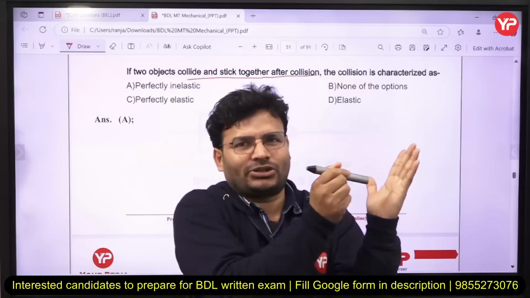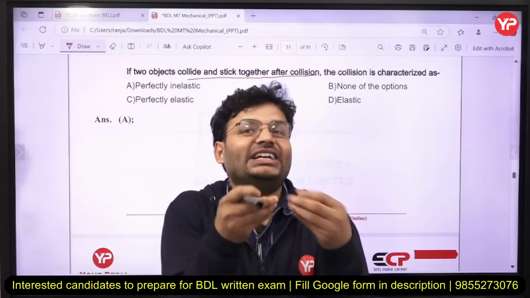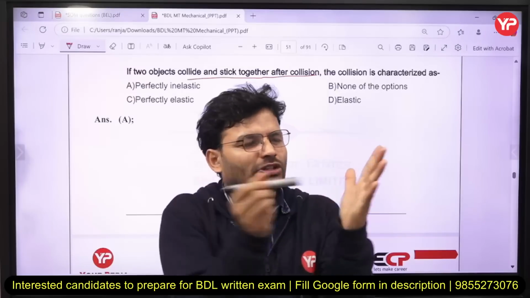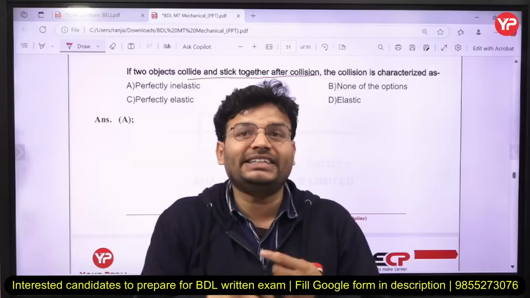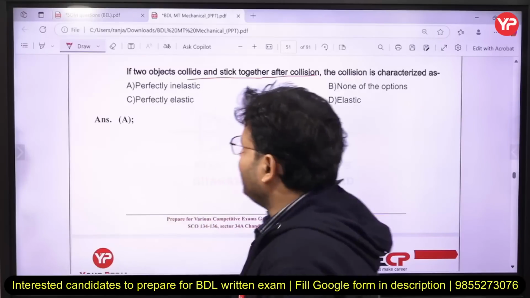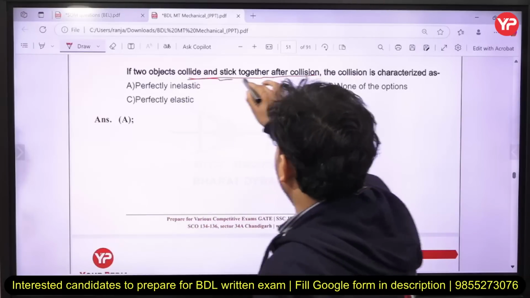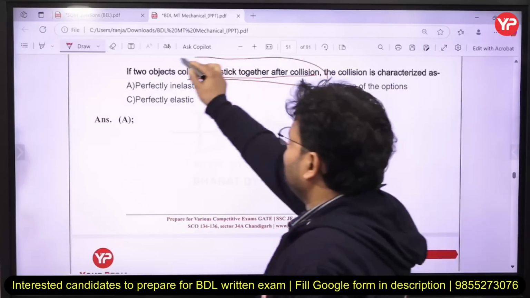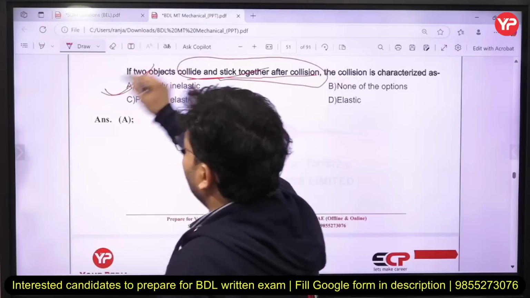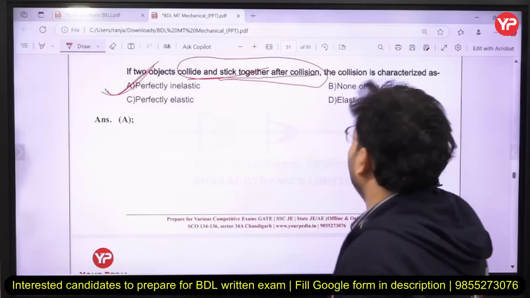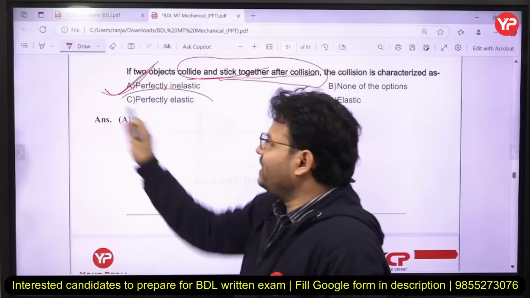Okay, if all the energy is transferred, then it is called a perfectly elastic collision. If both are moving with the same velocity after collision, then this is called a perfectly inelastic collision. So here, say the question says the objects collide and stick together after collision. That type of collision is known as what? Perfectly inelastic collision. That is known as what, my dear friends? Perfectly inelastic.